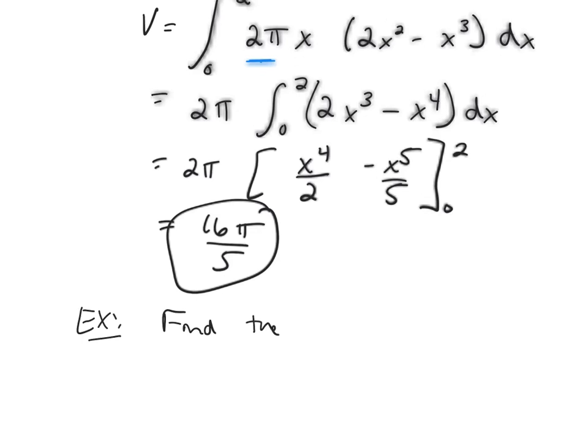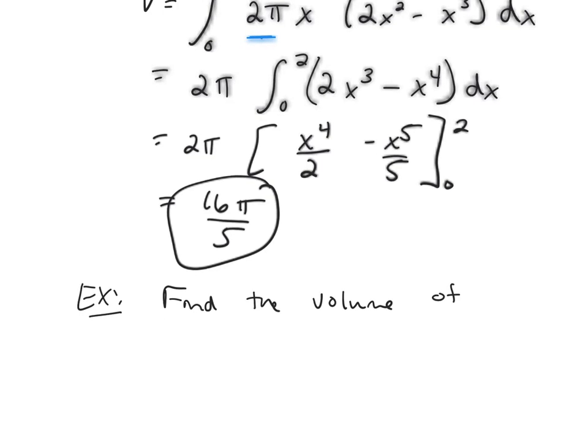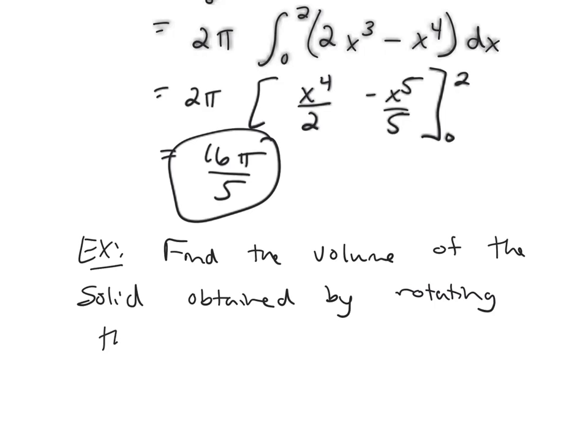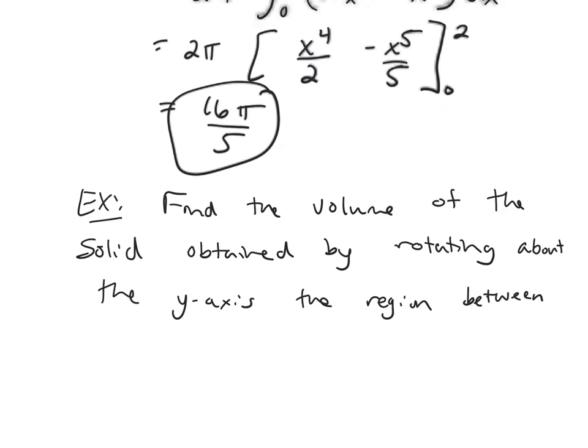Find the volume. This is a problem we've done before, actually, but we're going to do it with cylindrical shells now, of the solid obtained by rotating about the y-axis the region between y equals x and y equals x squared.